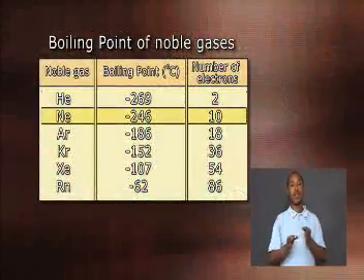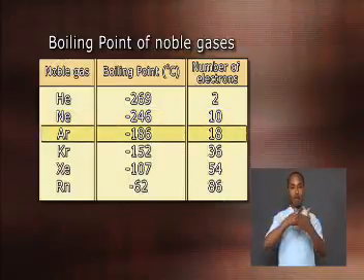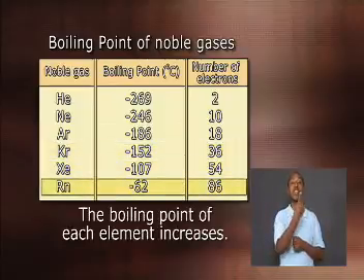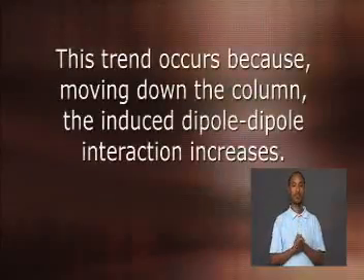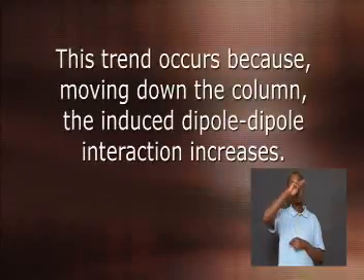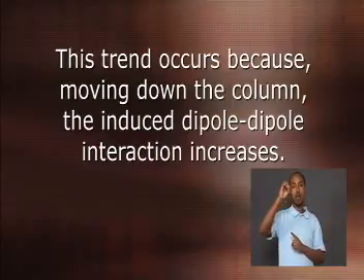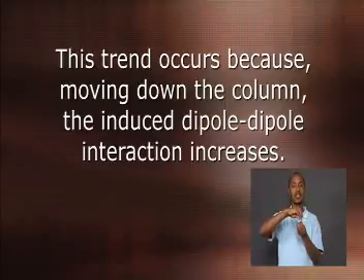If you look down the column of noble gases, you can see that the boiling point of each element increases. This trend occurs because moving down the column, the induced dipole-dipole interaction increases. If you correctly answered that, you are doing very well. Let us continue this lesson by comparing and contrasting all of the intermolecular forces that we have learned about.